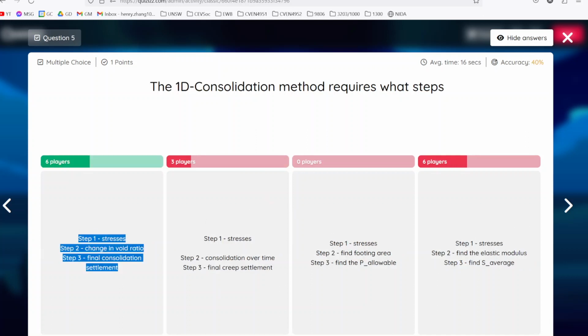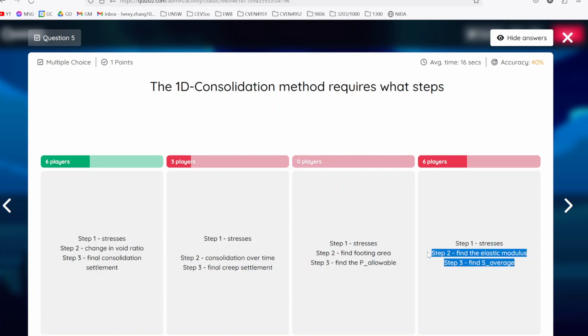And so for consolidation, calculate your stresses acting on the soil first, the change in void ratio between these stress loading cases, and then you can find your final consolidation settlement after that. The elastic modulus and S average aren't true because that would be what you might do for sand. Sorry, not elastic consolidation. Your elastic settlement rather than your consolidation settlement.